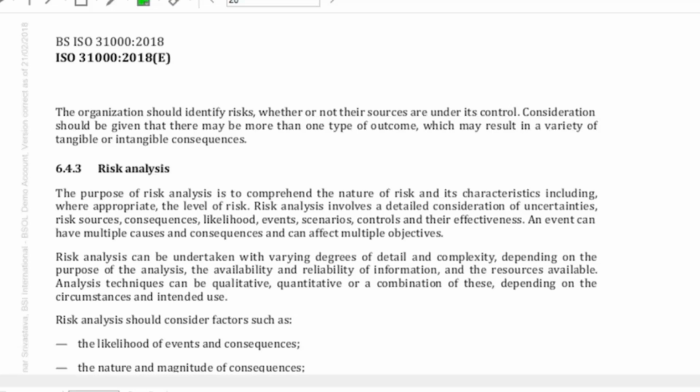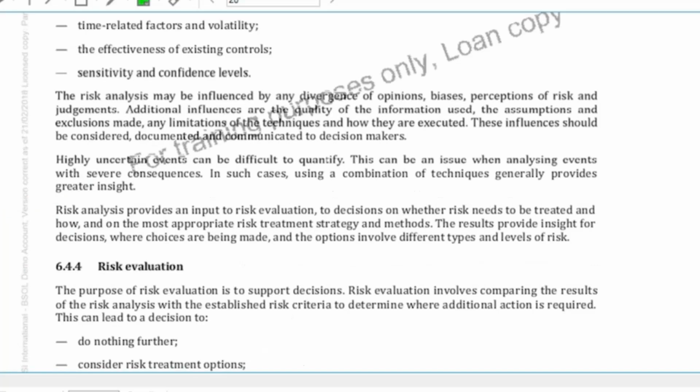Then the next step in risk assessment is risk analysis. Now, please read what is the purpose of risk analysis. The purpose of risk identification is to find, recognize, and describe the risk. The purpose of risk analysis is to comprehend the nature of the risk and its characteristics, including where appropriate, the level of the risk.